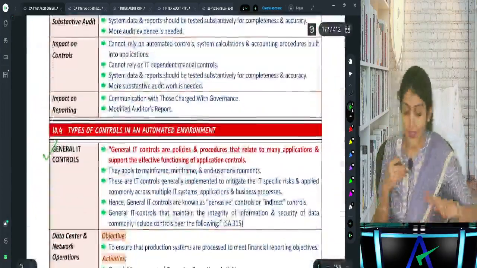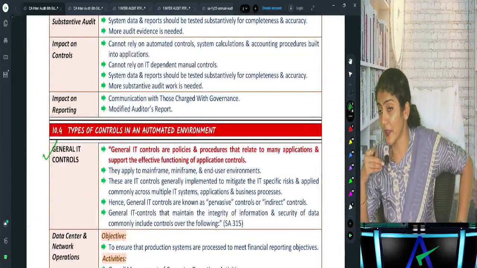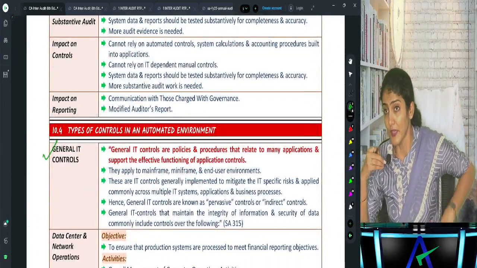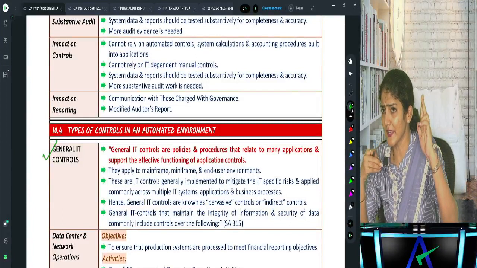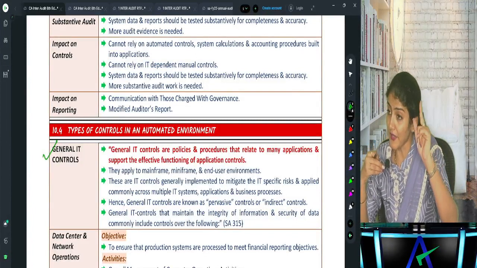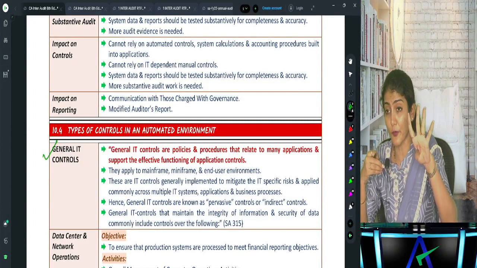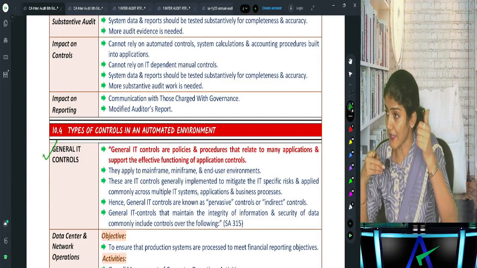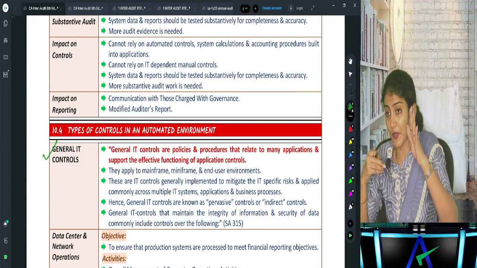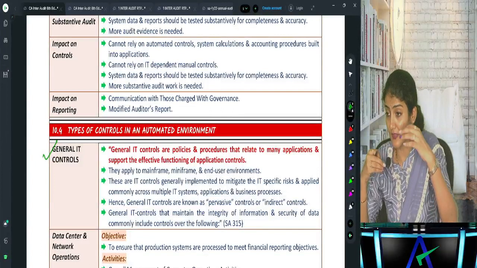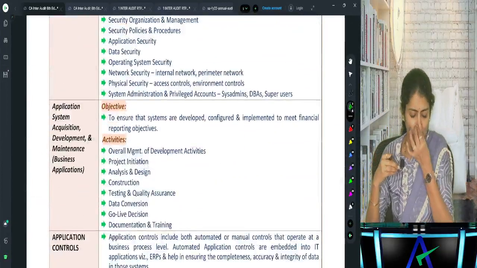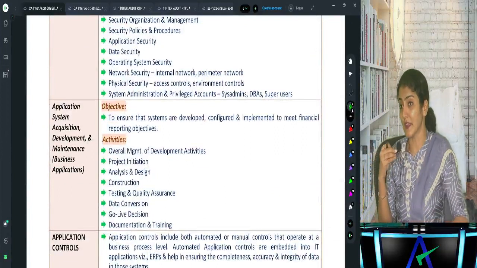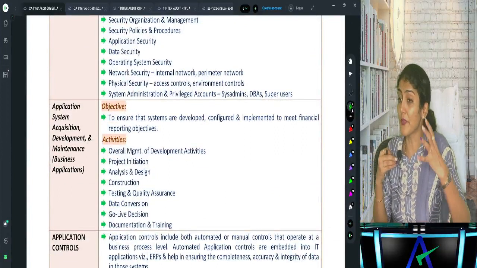Okay. Then coming to the types of control. What are the three types of control? General IT controls, application controls, and the IT dependent manual control. Under general IT controls, what are the four controls we have? Data center and network operation, then the program change, access security, and the application system acquisition, development and the maintenance control. That is under the general IT control.